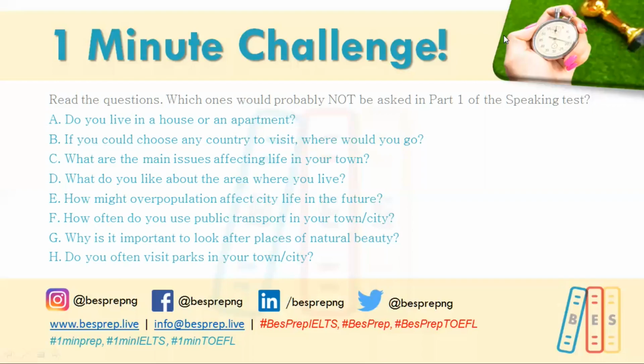So let's rule out all the stuff that don't work for us. Let's see. The first one here says, do you live in a house or an apartment? So in part 1, we usually get questions about where we live and stuff like that. So it's definitely not the answer. So let's cross that out.